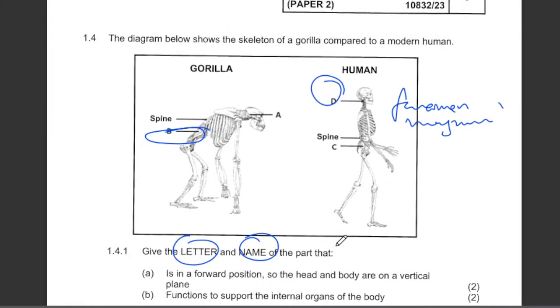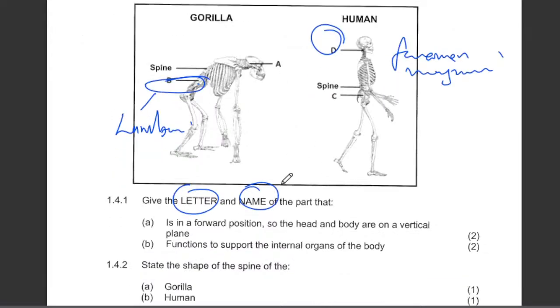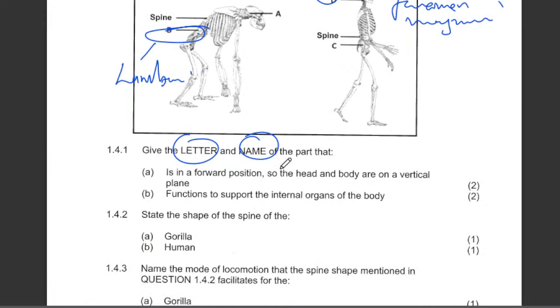Or maybe, in this case, because they're saying support the internal organs, basically this is the vertebra. Yes, this tries to support. You call it lumbar, because basically what is being pointed at here is the lumbar. So you can call it lumbar, or basically skeletal system, or the specific name based on this is the lumbar.